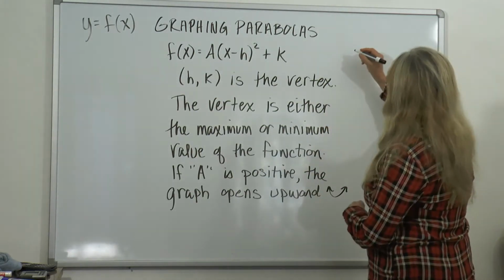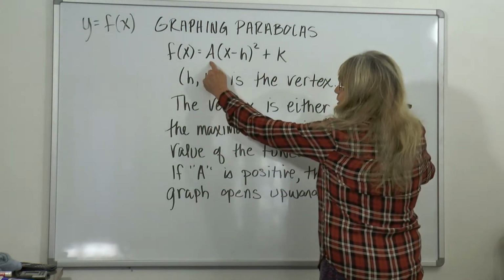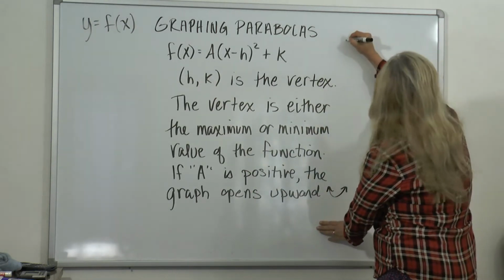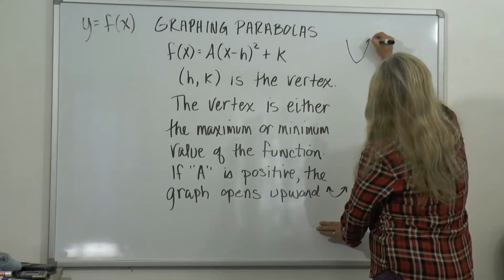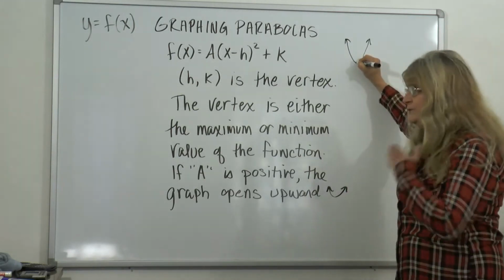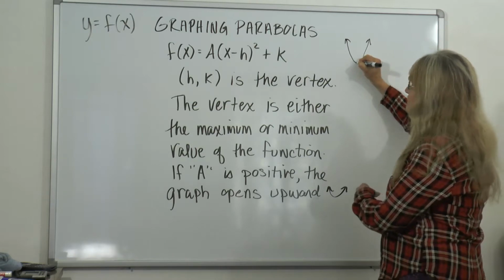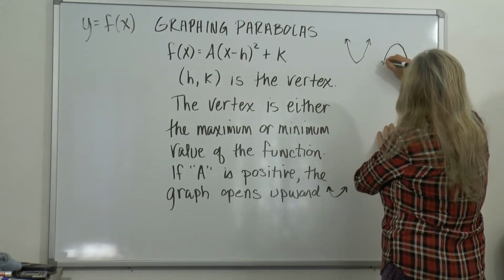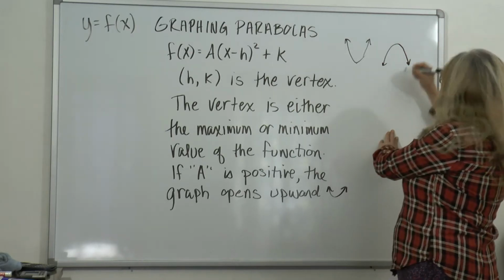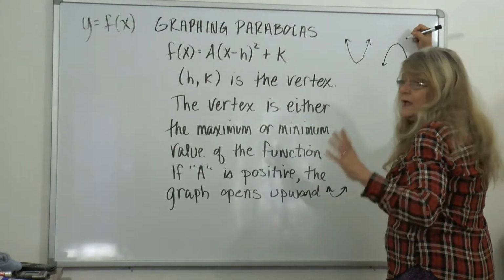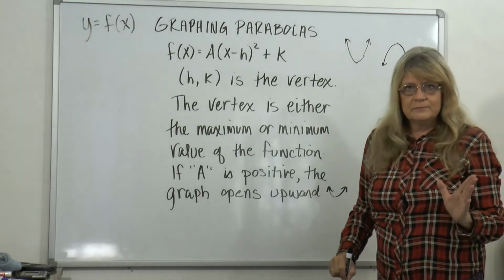If A, the number out front, is positive, your parabola opens up like this. If that's the case, this vertex down here is the minimum value of your function. If A is a negative number, your parabola opens downward, down like a frown, and your vertex is your maximum value of the function.